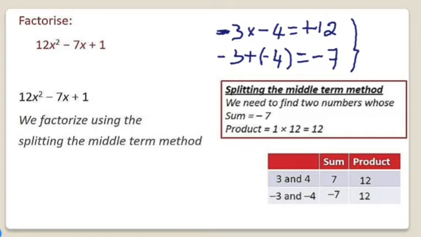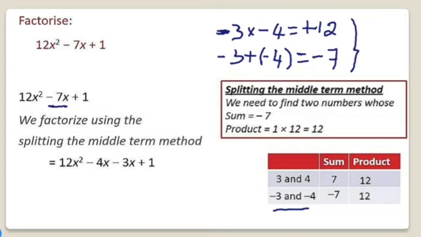Now by using -3 and -4, we are going to split the middle term. So we are going to write 12x square minus 3x minus 4x plus 1. So in the next step we get 12x square minus 4x minus 3x plus 1.